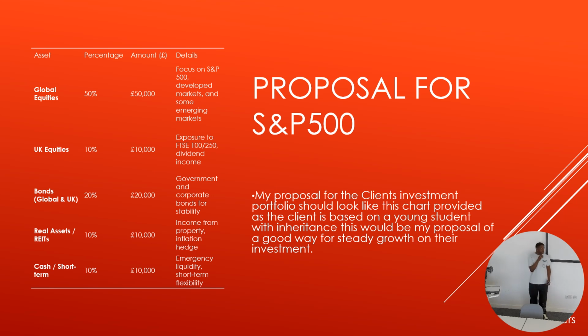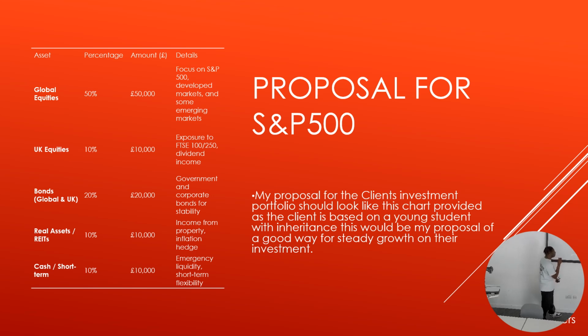My proposal for S&P 500. So we've got global equities, which is around 50%, which is about £50,000 of his funds. That would be good. It's an S&P 500, quite a common and most reliable way of investing, as you will see an annual return normally around 8% a year, with an investment of around 5 years, which is what the client wants to do.